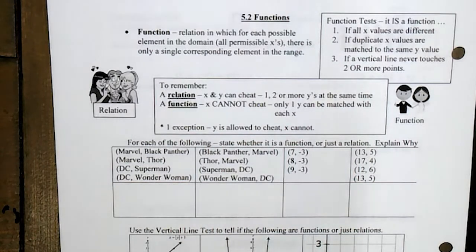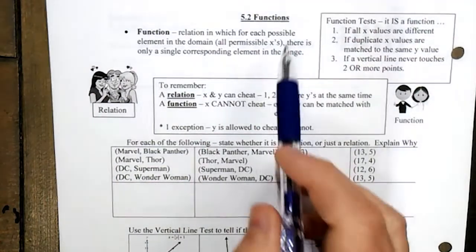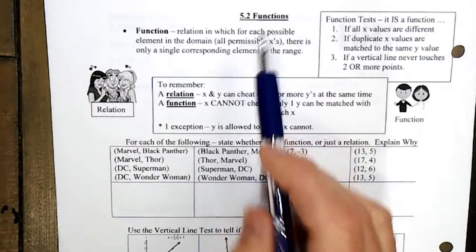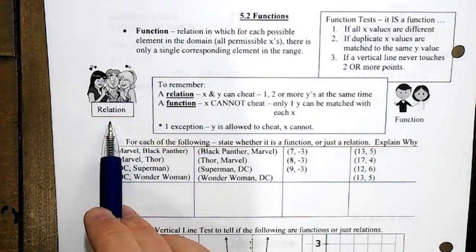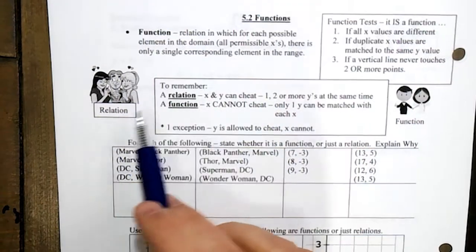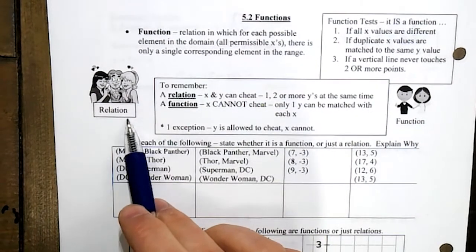So we're going to move on and look at special relations. Now the key thing here is a function is a relation, but it's a special one. So let's start with a definition of a relation. A relation is any connection between set 1 and set 2.